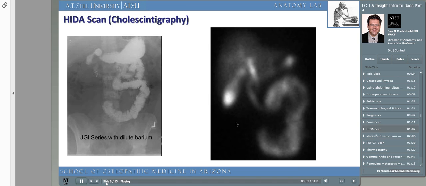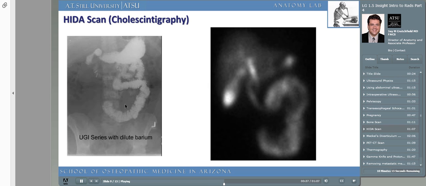Here we have a HIDA scan, also known as Cholescintigraphy, and previously known as a PIDA scan. You'll learn later what the initials stand for, but for now, just understand this is a radioactive test, much like the bone scan, where the patient is injected with technetium, and using a gamma camera, images are obtained. In this image on the left only for comparison purposes, I've given you an upper GI series showing the relevant anatomy, the stomach, the duodenum, and the intestines, the small intestines.